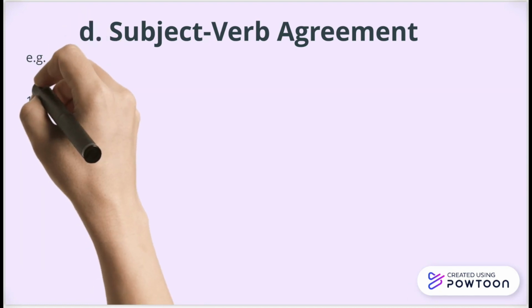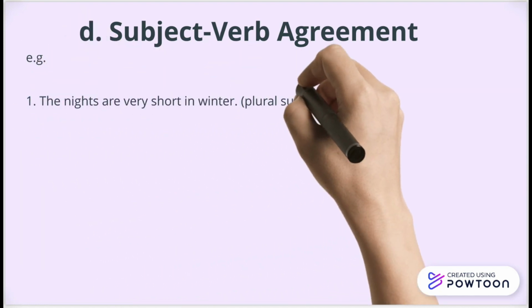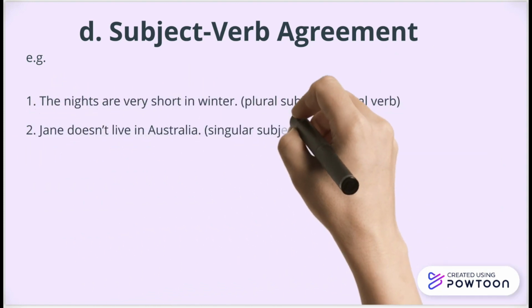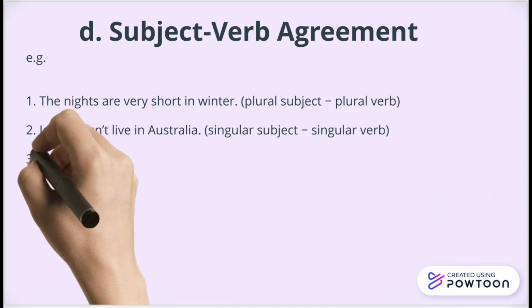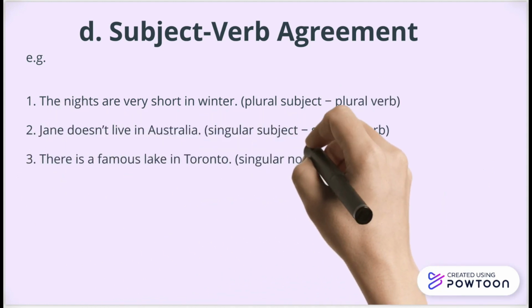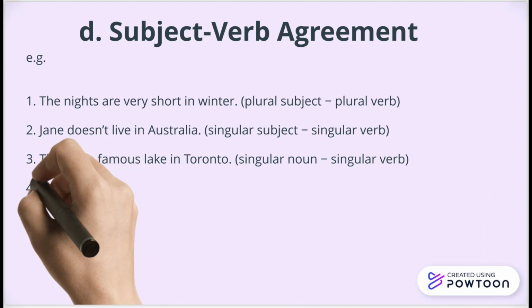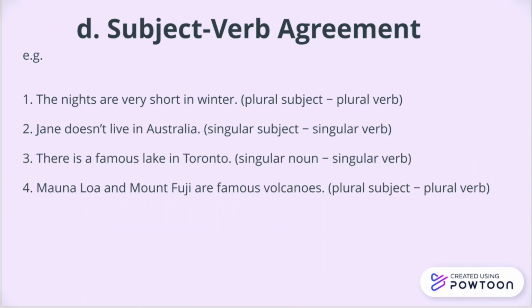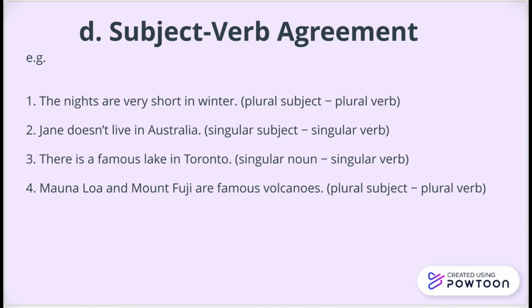Lastly, we are going to look at subject-verb agreement mistakes. What we mean by subject-verb agreement is that the subject and the verb of a sentence should agree. In other words, when the subject is singular, the verb should be singular, or when the subject is plural, the verb should be plural too. Look at the first sentence. The subject of this sentence, the knights, is plural, so the verb is plural too. In the second sentence, however, the subject Jane is singular, the verb is singular as well.